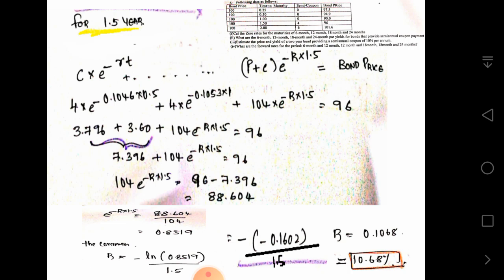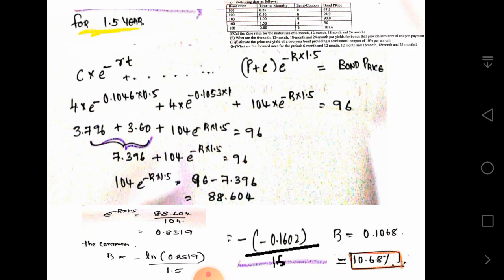For 6 months and 1 year, there is no coupon, so I directly took the difference. But I need to understand that this coupon is being paid every 6 months. So I need to adjust this zero rate with the coupon rate, and then proceed to calculate the zero rate. So what I will be doing here is C, the coupon rate for 6 months, into e to the power of minus RT.